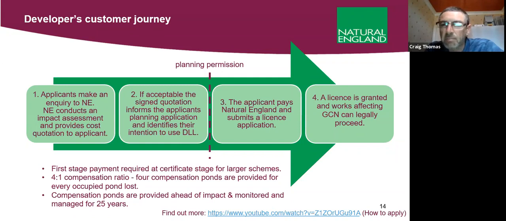It's really kind of a deposit to ensure that large schemes have enough ponds available to service them downstream of the system when they've received their planning permission, sorry. And again, just to emphasize, for every occupied pond lost, we require 4 compensation ponds, and compensation ponds are provided ahead of impact and are monitored and managed for 25 years, our definition of in perpetuity.